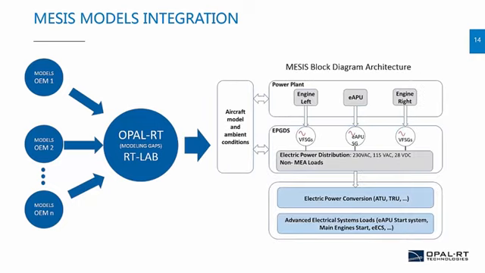And what we look at here is the intended architecture of MESIS, that will involve basically aircraft model and ambient conditions block that will interact with power plant models such as the engines or the auxiliary power units. Also interacting with the electrical power generation distribution system, EPGDS, that will basically create the electrical power and provide it to electrical loads through typical power conversion units such as TRUs, inverters, etc.